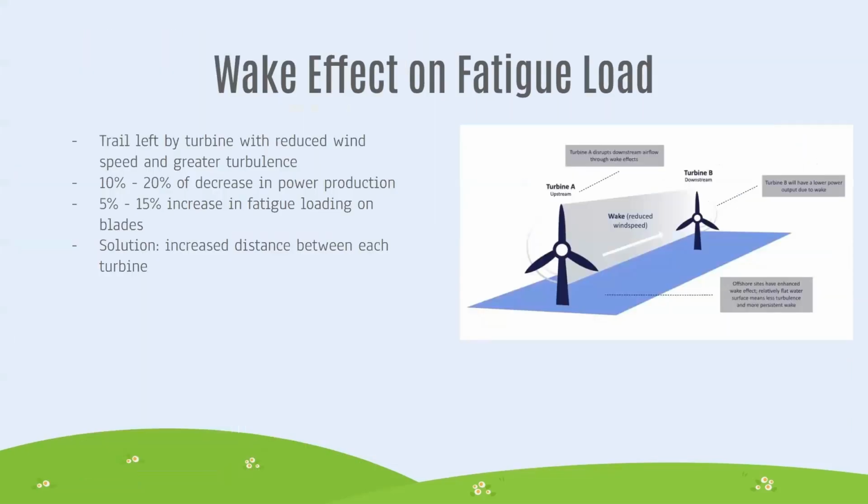Wake effect refers to the reduced wind speed created in the region behind the wind turbine. This generally increases the fatigue loading on the blades by 15% and decreases the power production by 10 to 20%, therefore decreasing the efficiency of the power production process. The solution to this is to increase the distance between each turbine to be outside of the region in which the wake effect would be experienced.